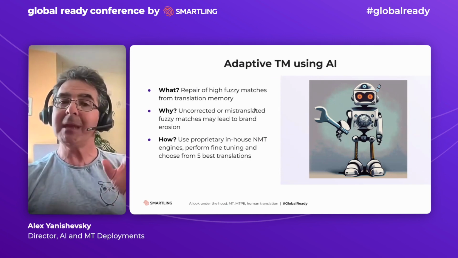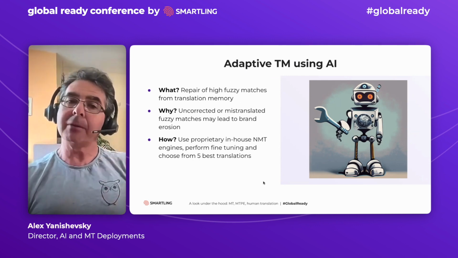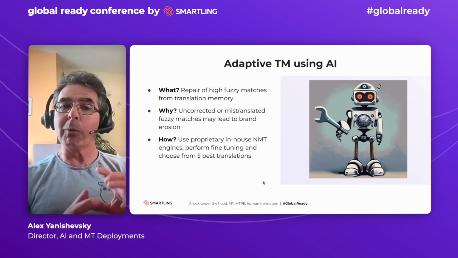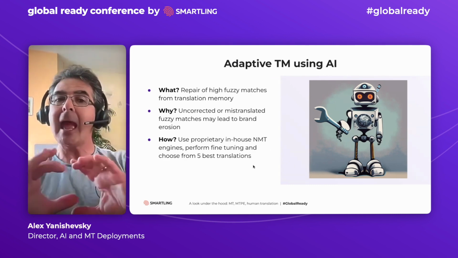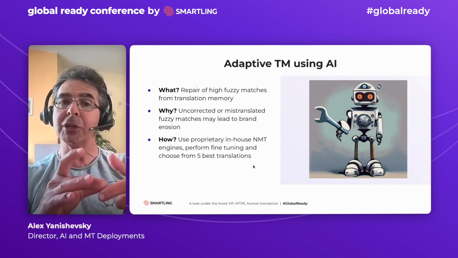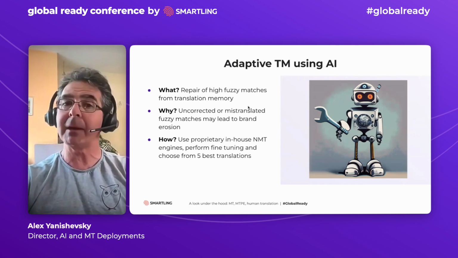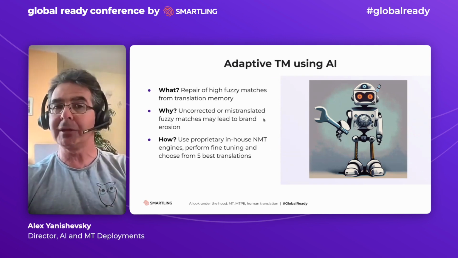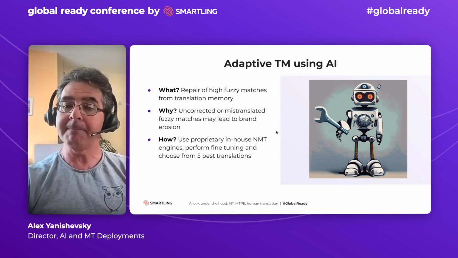So what we can do is take these high fuzzy matches from the translation memory, and we have proprietary in-house neural machine translation engines where we can do some fine tuning, basically choose the 5 best translations and propagate the best translation out of those 5 to ultimately repair the translation memory and give the correct translation, which reduces the likelihood that it'll be uncorrected or mistranslated and makes the linguist work more quickly.